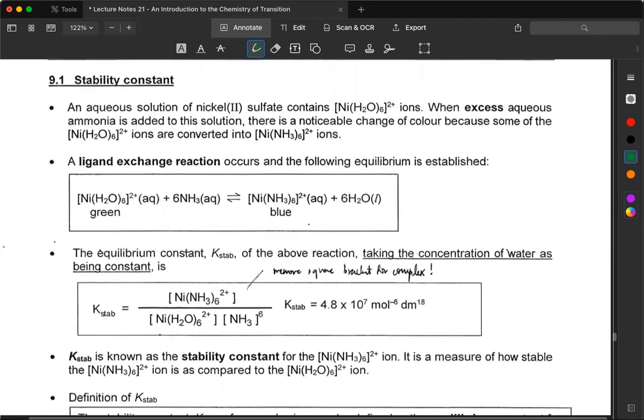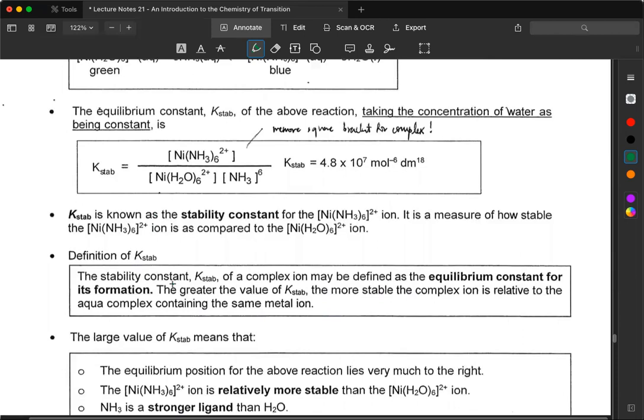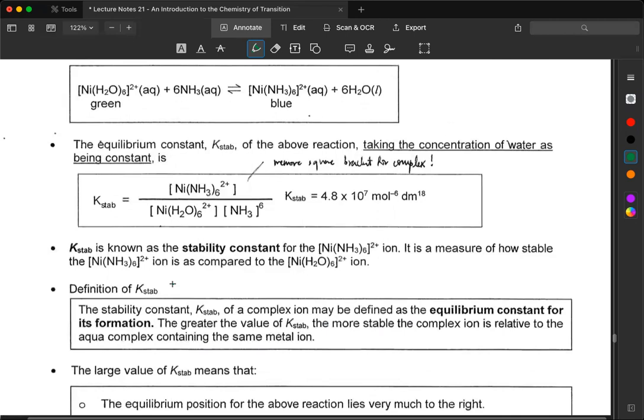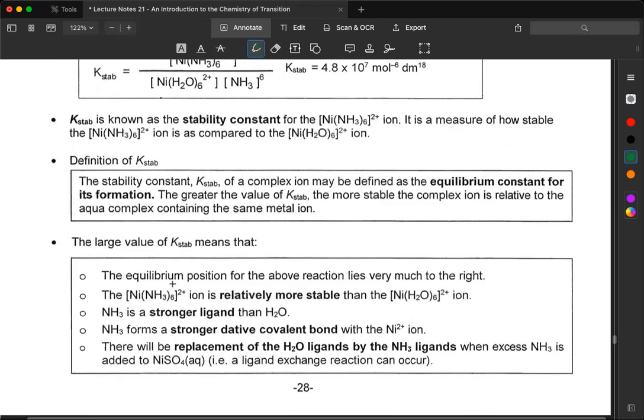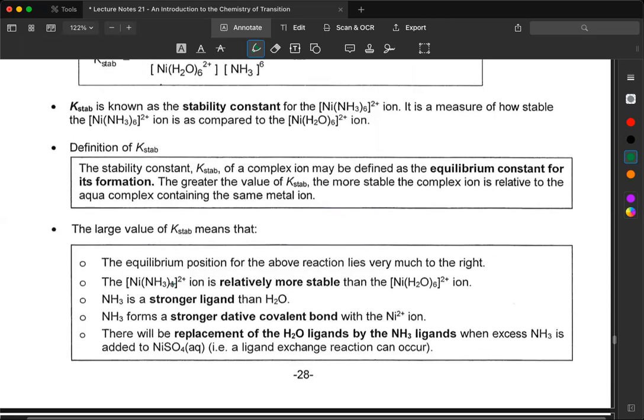So we talk about the K value here, the equilibrium constant. Let's take the concentration of water to be constant in this equilibrium. For the complex, remember the square brackets. So Kstab is referred to as the stability constant. It's a measure of how stable the complex is compared to the other one on the left. The stability constant of the complex ion is defined as the equilibrium constant for its formation. The greater the value, the more stable the complex ion relative to the aqua complex. So a large value means that the equilibrium position must lie to the right. The Ni(NH3)6 complex is more stable than the aqua complex. NH3 is a stronger ligand, and you can deduce that NH3 forms a stronger dative bond compared to H2O. Therefore, there will be a replacement by the NH3 ligands with excess aqueous ammonia added.